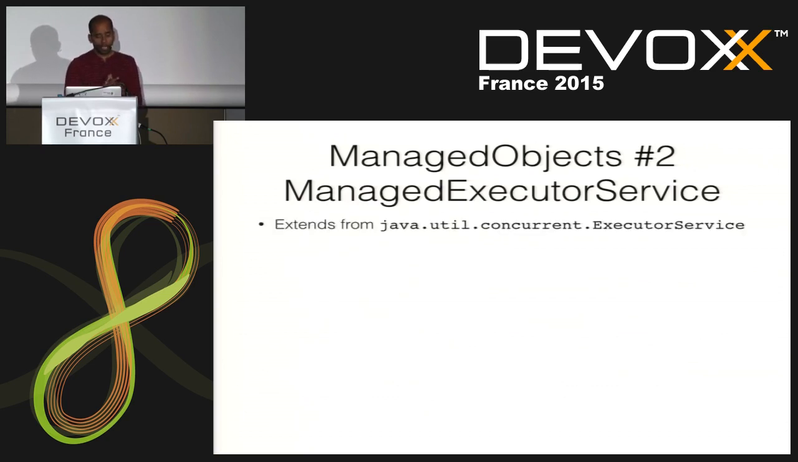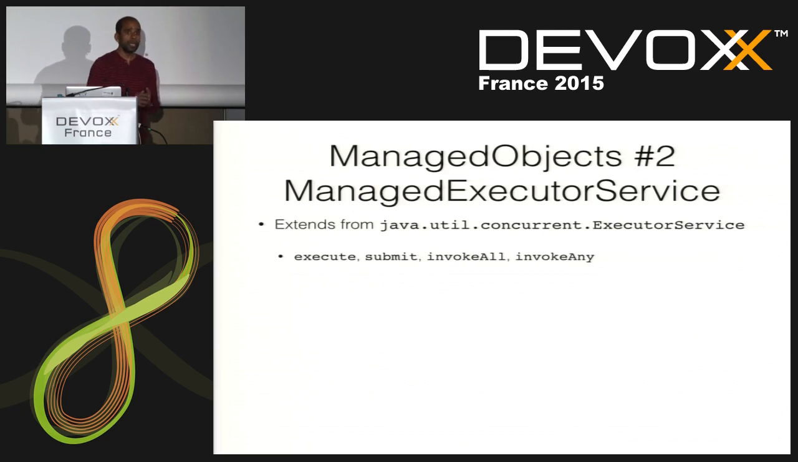So here you go. Now it extends from java.util.concurrent ExecutorService, so all of your standard Java SE design patterns are available. So methods like execute, submit, invokeAll, or invokeAny. Now there are subtle differences between each of these. So for example, in invokeAll, you can give it a collection of tasks and it will invoke all of them. In invokeAny, you can give it a collection of tasks, and one of them will be automatically invoked.